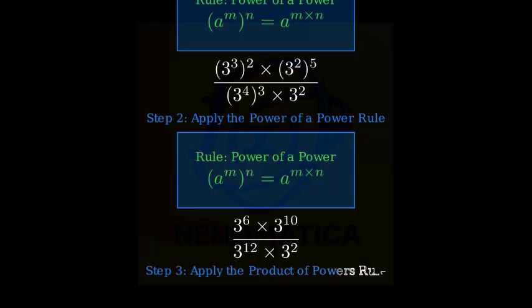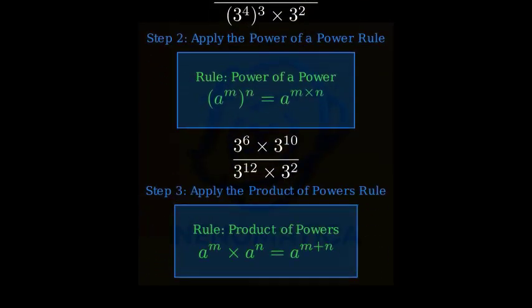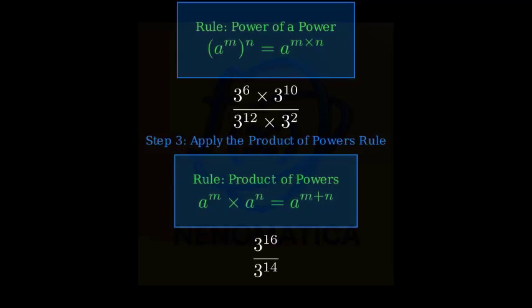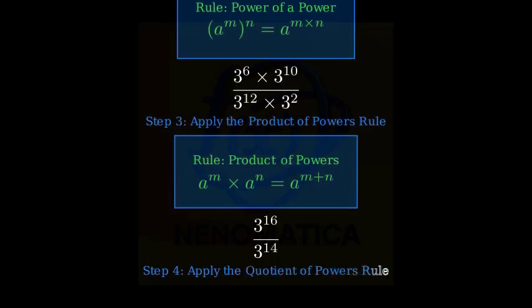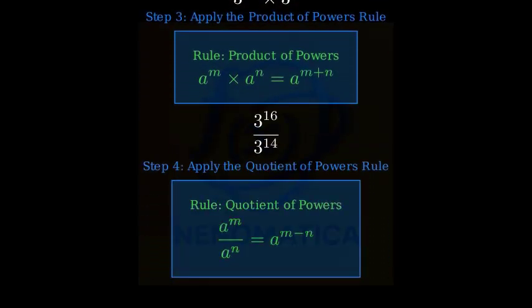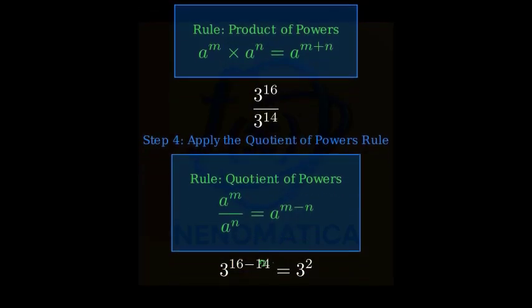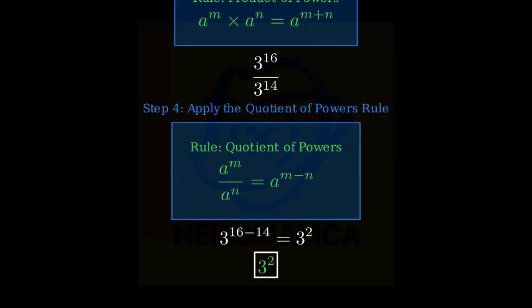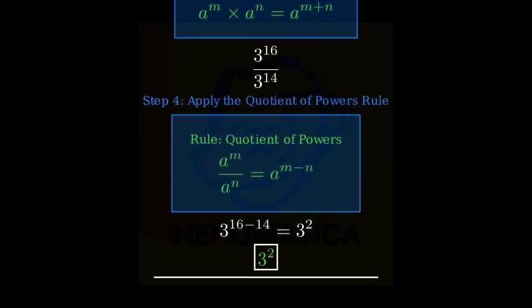Next, we'll apply the product of powers rule to the numerator and denominator separately. This rule states that when multiplying powers with the same base, we add the exponents. In the numerator, we add 6 plus 10 to get 3 to the 16th. In the denominator, we add 12 plus 2 to get 3 to the 14th. Finally, we'll use the quotient of powers rule. This rule states that when dividing powers with the same base, we subtract the exponents. So, 3 to the 16th divided by 3 to the 14th equals 3 to the power of 16 minus 14, which is 3 squared. Let's move on to our second example.